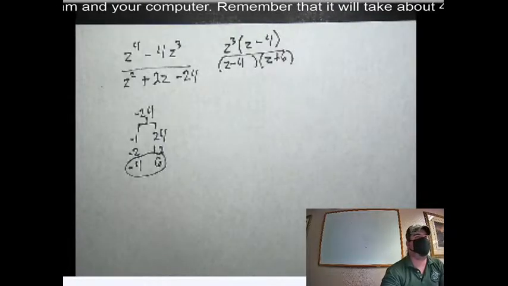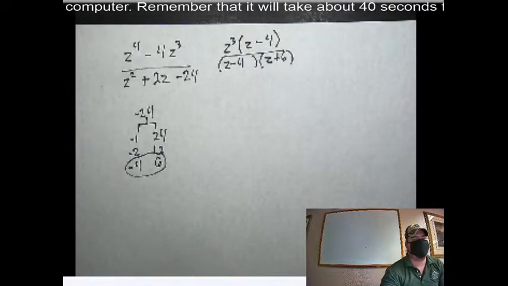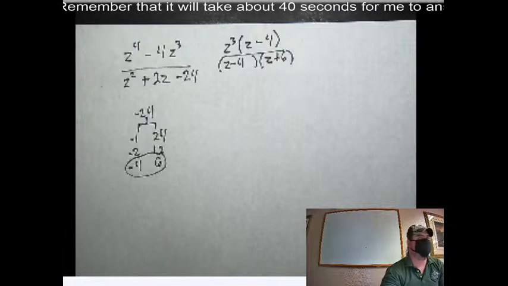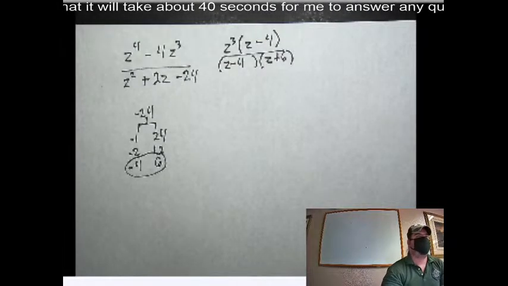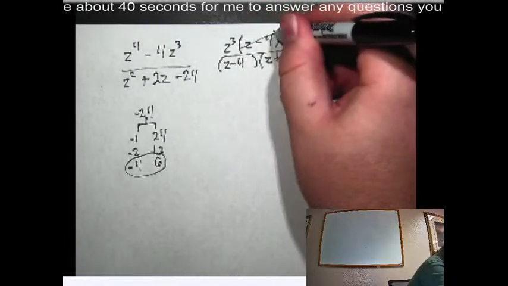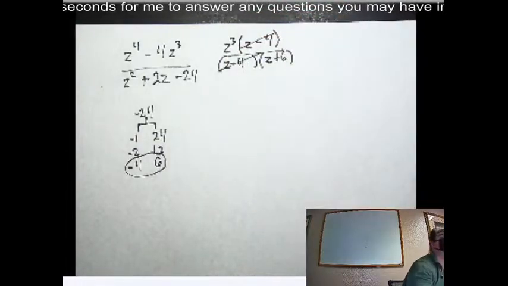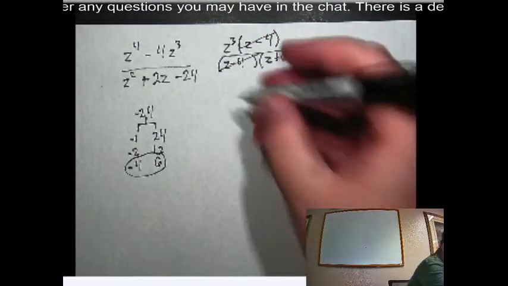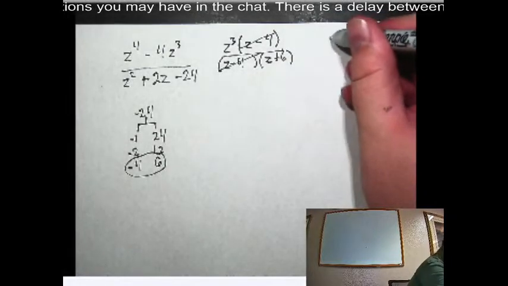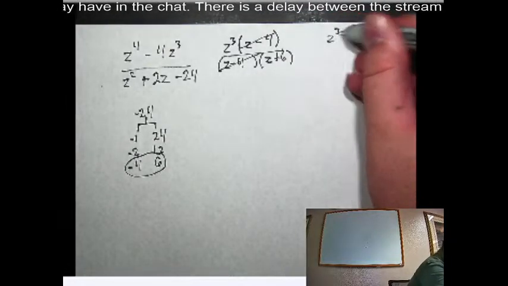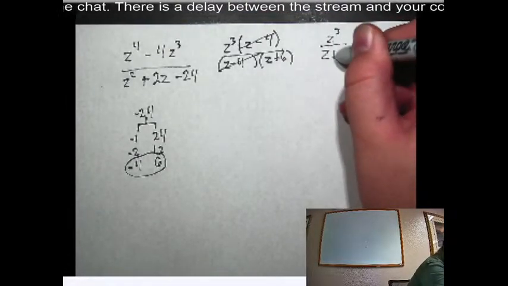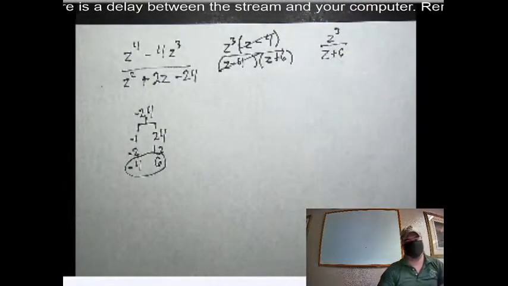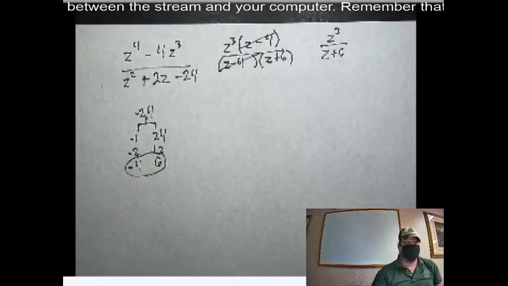All right, so now, where can we reduce this? What do they have in common? Z minus 4. Okay, so those are out, which means the simplified version is z to the third over z plus 6. Now we also need to get our excluded values.